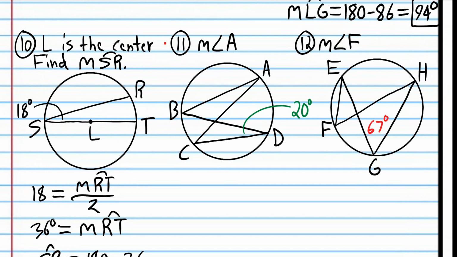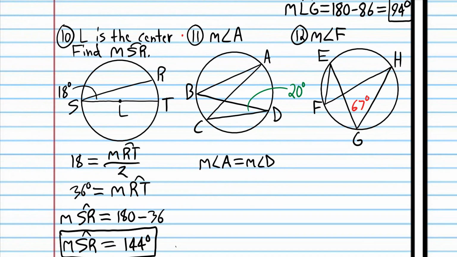So the measure of angle A is equal to the measure of angle D. And you don't really have to write that, but I'm just showing you, just to show some work there. So measure of angle A is 20 degrees. So pretty simple.